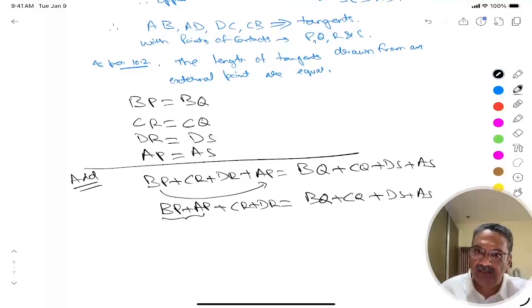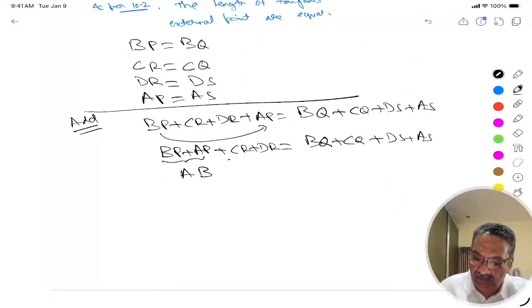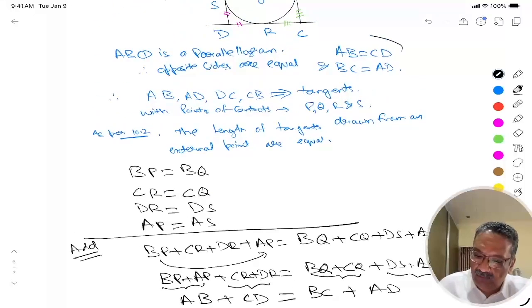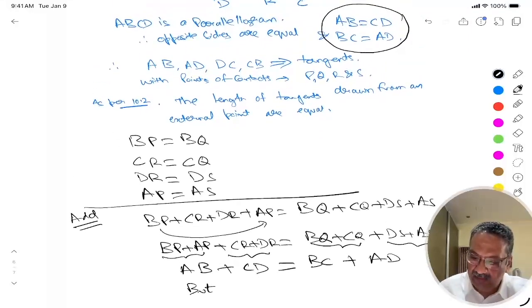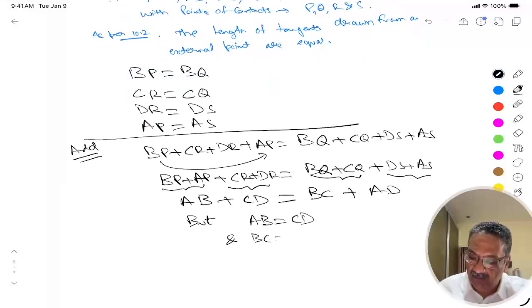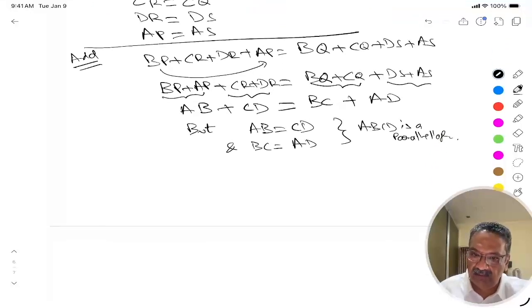Now what is BP plus AP? It is AB. This is CD. This is equal to BC plus this, which is nothing but AD. But we also know that since it is a parallelogram, AB is equal to CD and BC is equal to AD, because ABCD is a parallelogram.